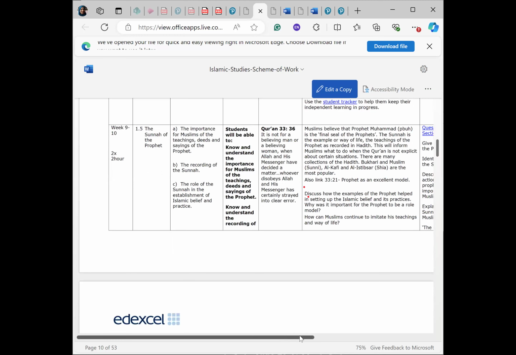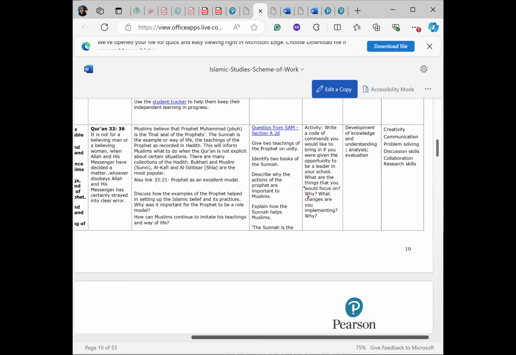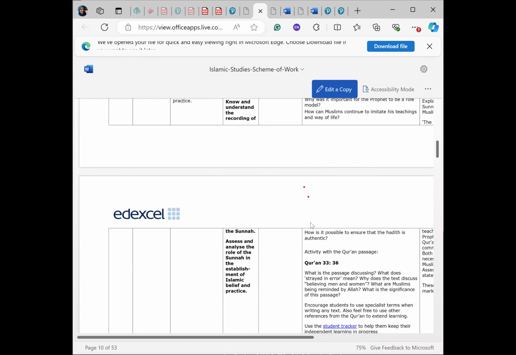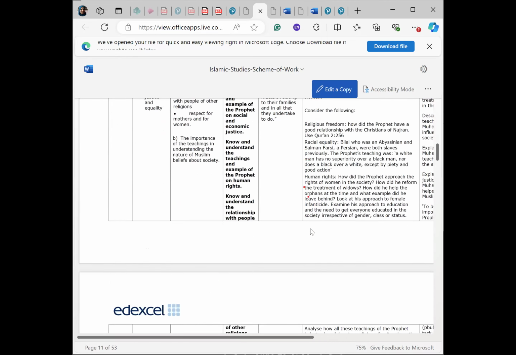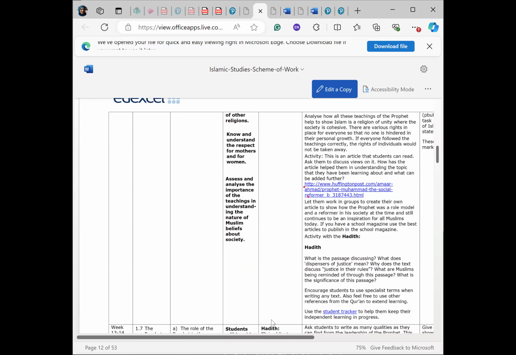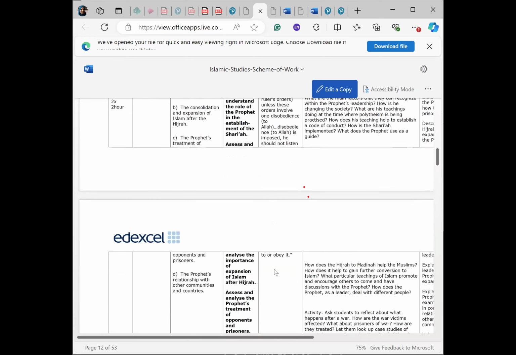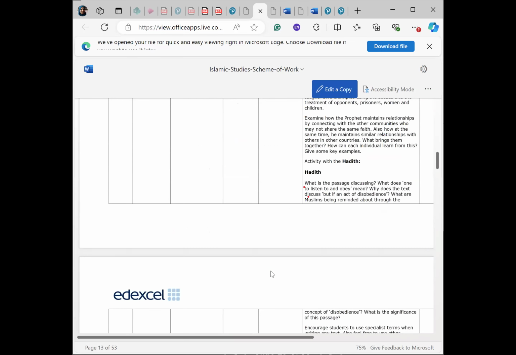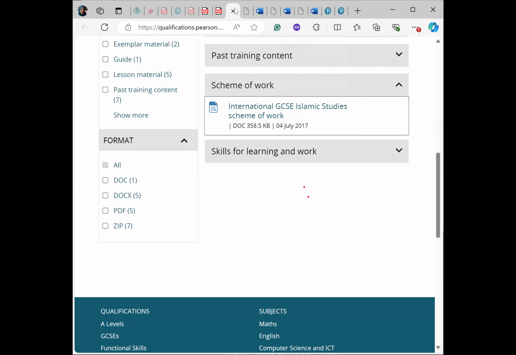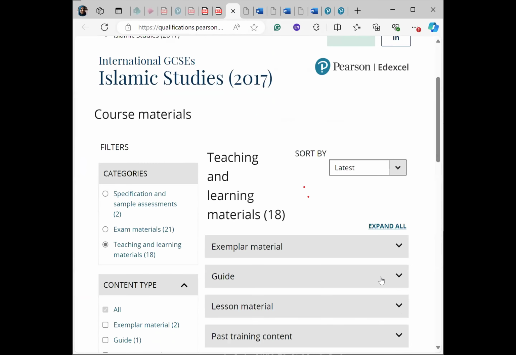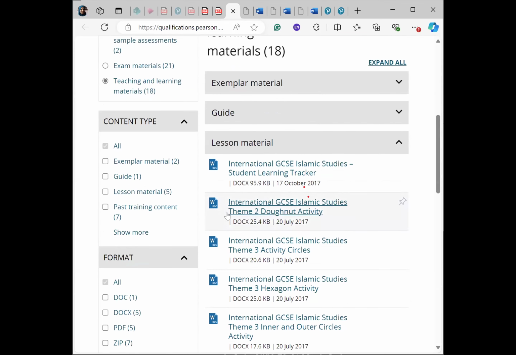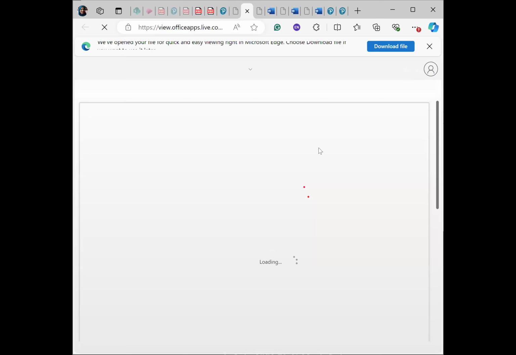So here, again, a different question. If we move on, there are areas where you can actually use these different lesson materials that are there. For example, this hexagon. Just let it load up. I think I've got too many tabs on.